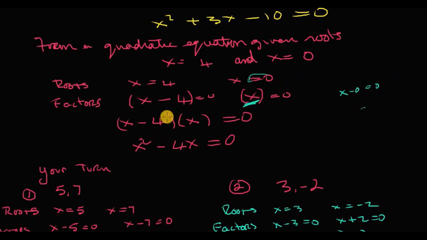And then I multiply these two factors. That's a factor and that's a factor. Multiply them together, I get x squared minus 4x is equal to 0.